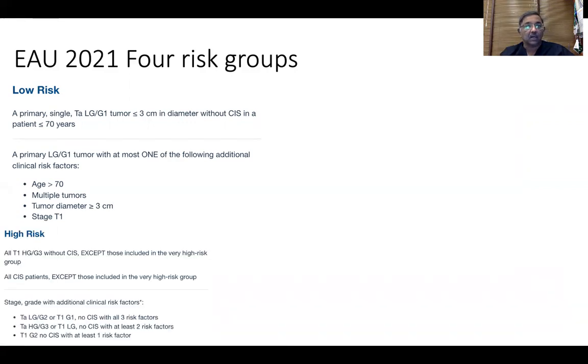High-risk patients are all T1 high-grade cancers without CIS, except for those who are included in the very high risk categories. All CIS patients, except those who are in very high risk patients, are also considered as high risk patients.